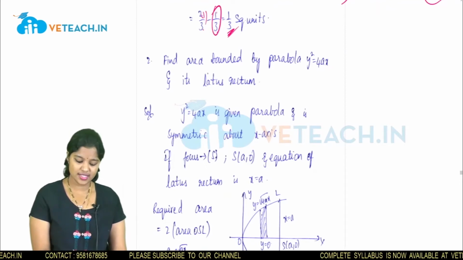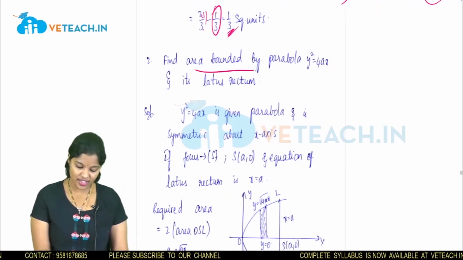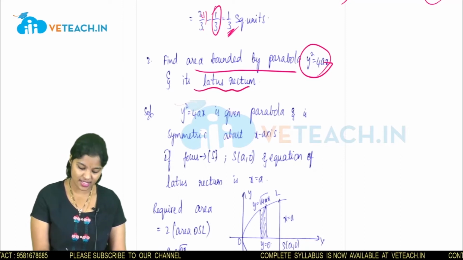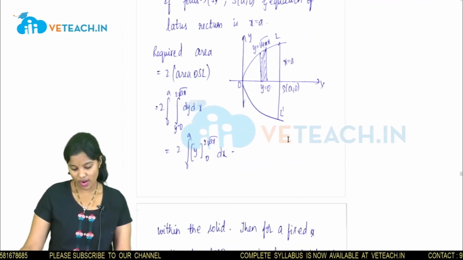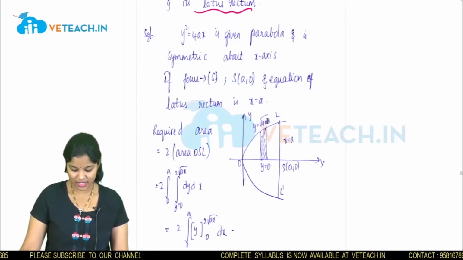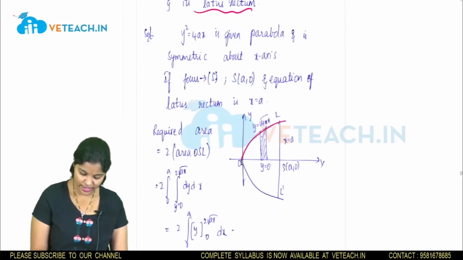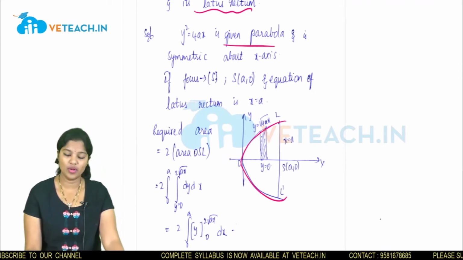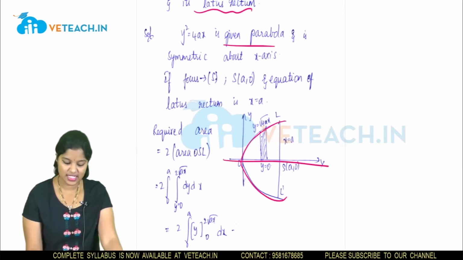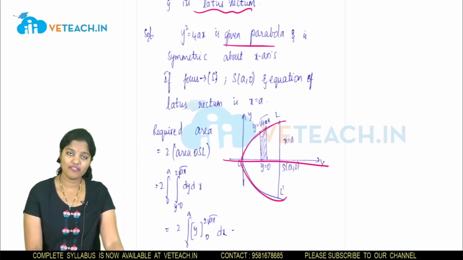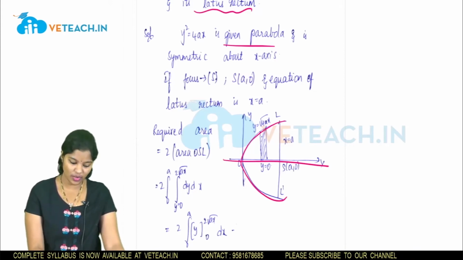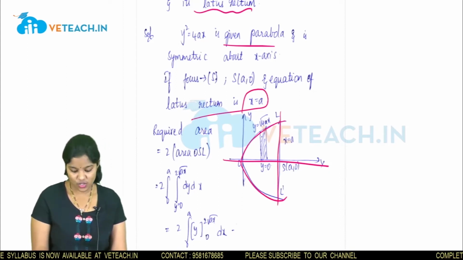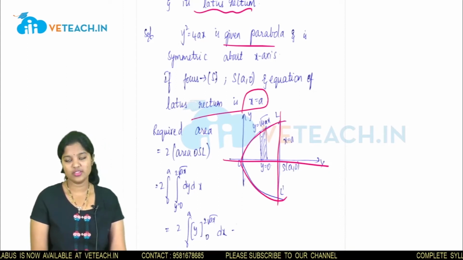Now let us see another problem. Find the area bounded by the parabola y square equals 4ax and its latus rectum. So what is the parabola y square equals 4ax? This is the given parabola, and it is symmetric about the x-axis. That means the upper half and lower half areas are equal, and the latus rectum means x equals a. So we should find the area in between these two.